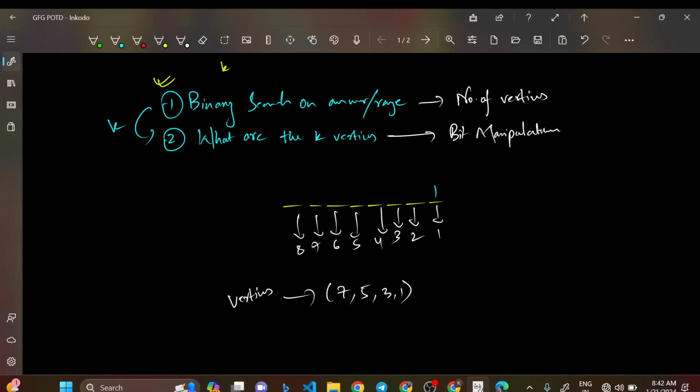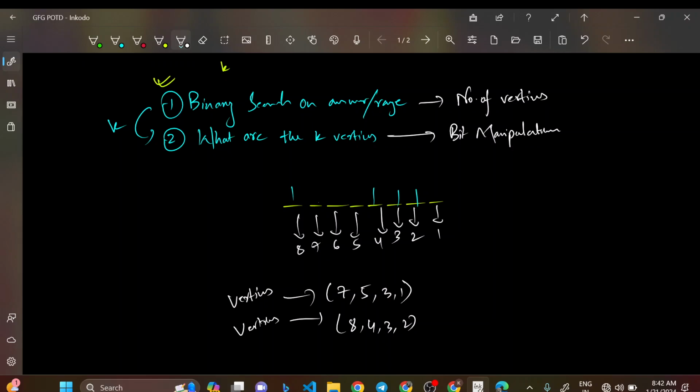If I'm putting 1 in these four positions, that means I'm considering the vertices to be 8 4 3 2, because corresponding to 8 we have 1, corresponding to 4 we have 1, corresponding to 3 we have 1, corresponding to 2 we have 1. These are the vertices I'm considering.